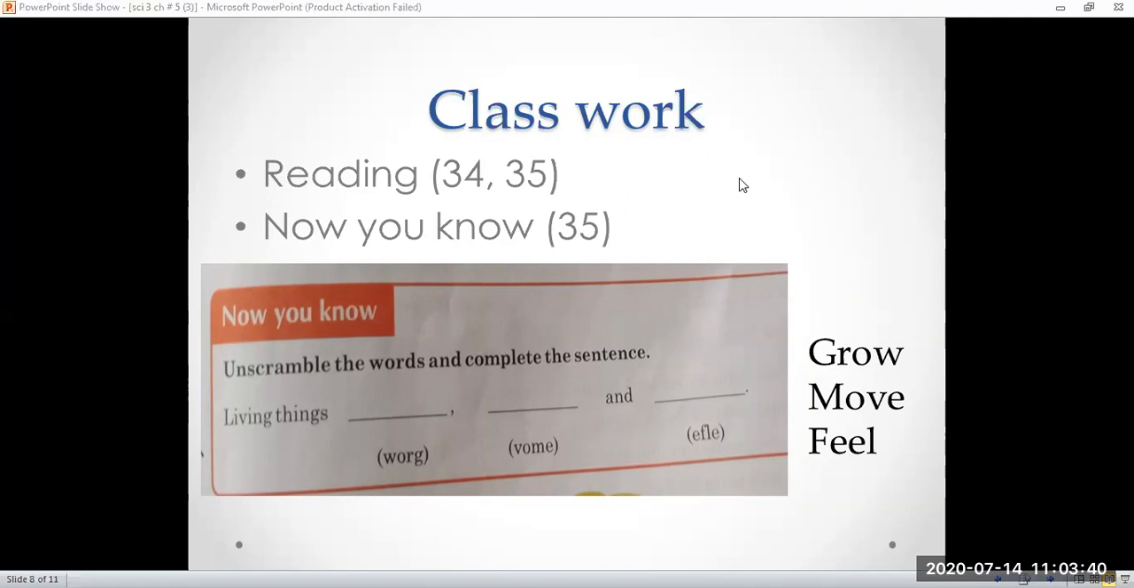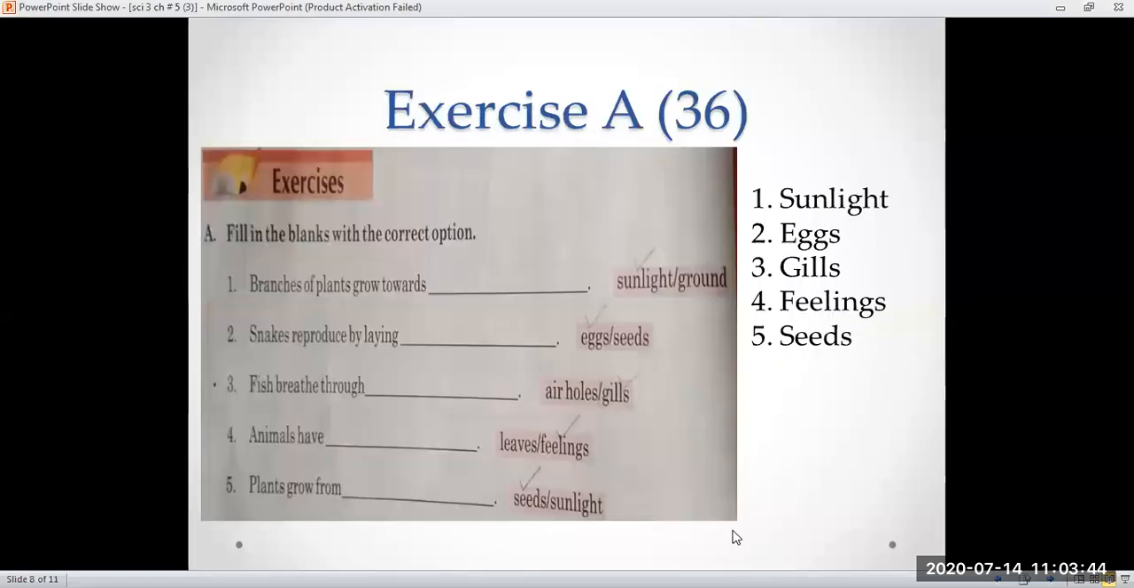मैंने दूसरा पेज भी कर लिया. वो कब से हुआ हुआ है. Okay, Mahat, you can check it so the rest of the students will do it. Sunlight egg. Wait, Mahat.